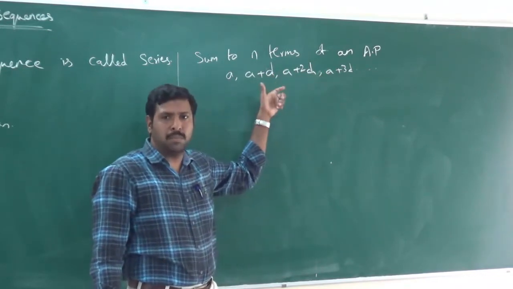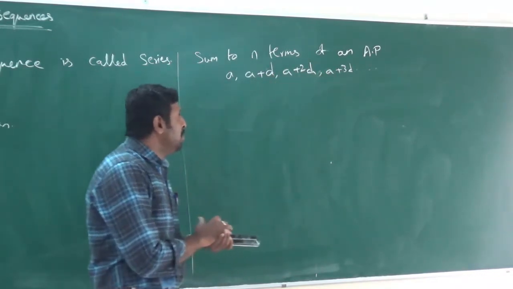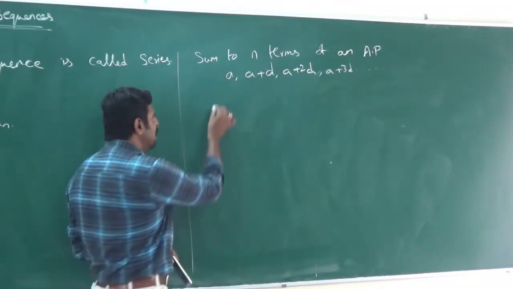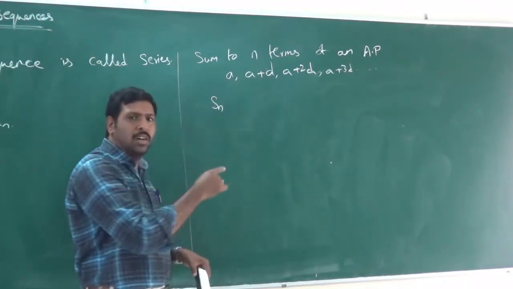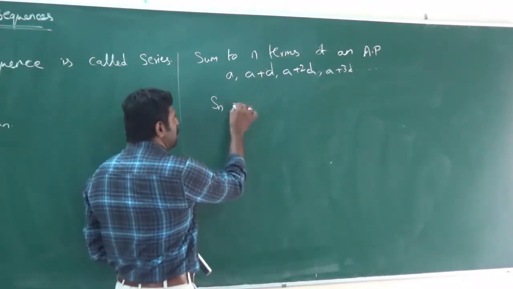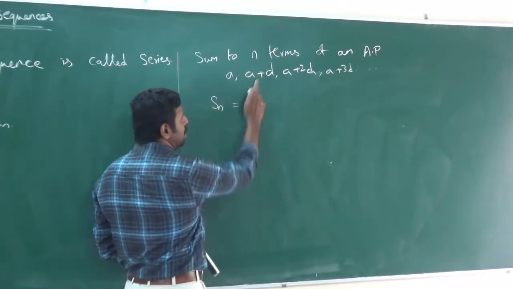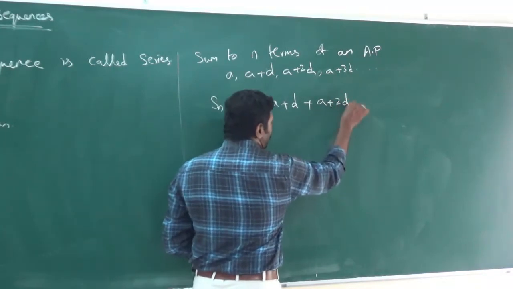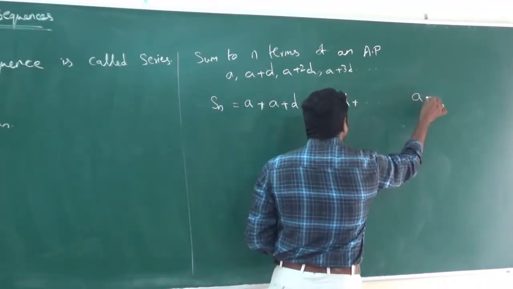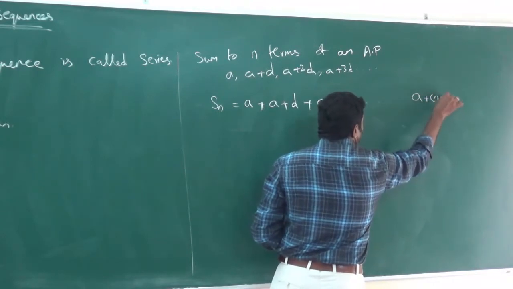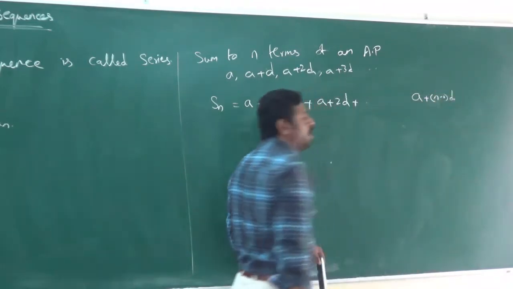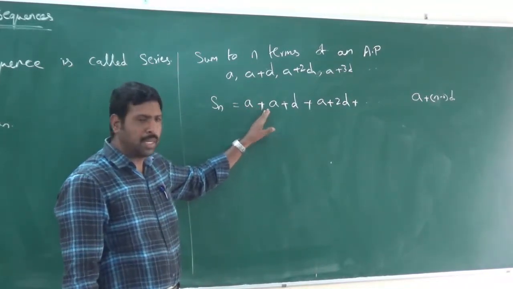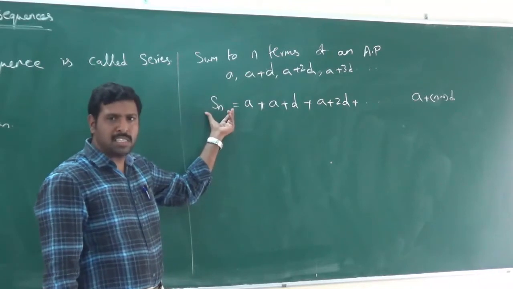This is nothing but a series, the sum of the AP, right? Sum of the AP means we have to add each and every term. Here we use the symbol Sn for the sum of the AP. Sn is equal to a plus, the second term a plus d, plus a plus 2d, and then it goes on up to a plus n minus 1 into d, the nth term. So we mention the addition of the n terms of the AP as the sum, that is Sn.